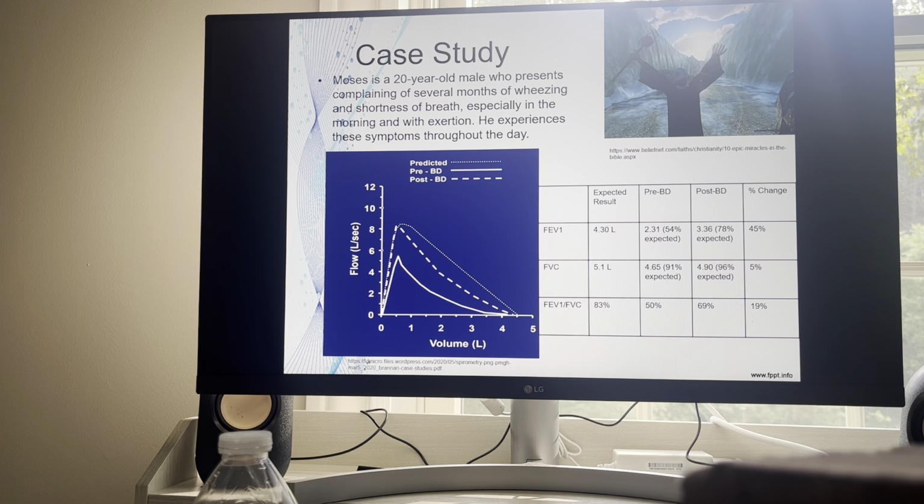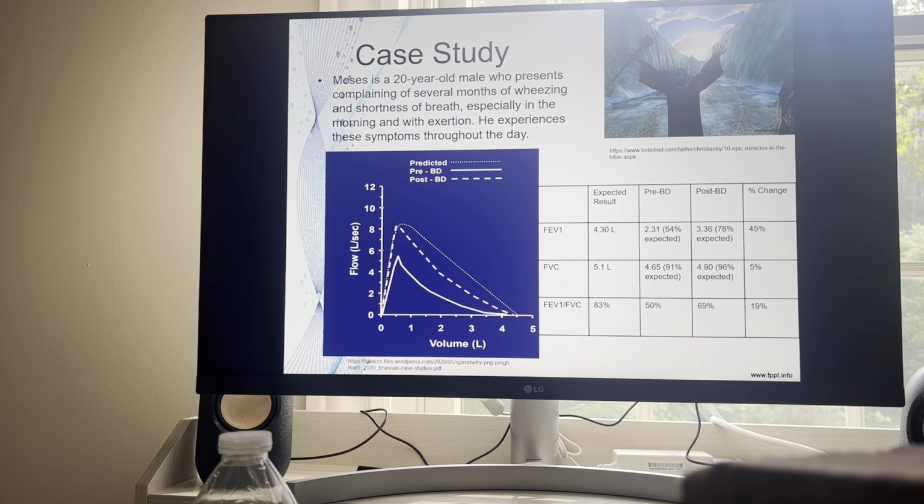Moses is a 20-year-old male who presents complaining of several months of wheezing, shortness of breath, especially in the morning and with exertion. He experienced these symptoms throughout the day. Okay, we have the exhalation part of his loop. So he has either concavity or submaximal effort, one or the other. Either he's just not really caring, or that looks like mild obstructive lung disease.